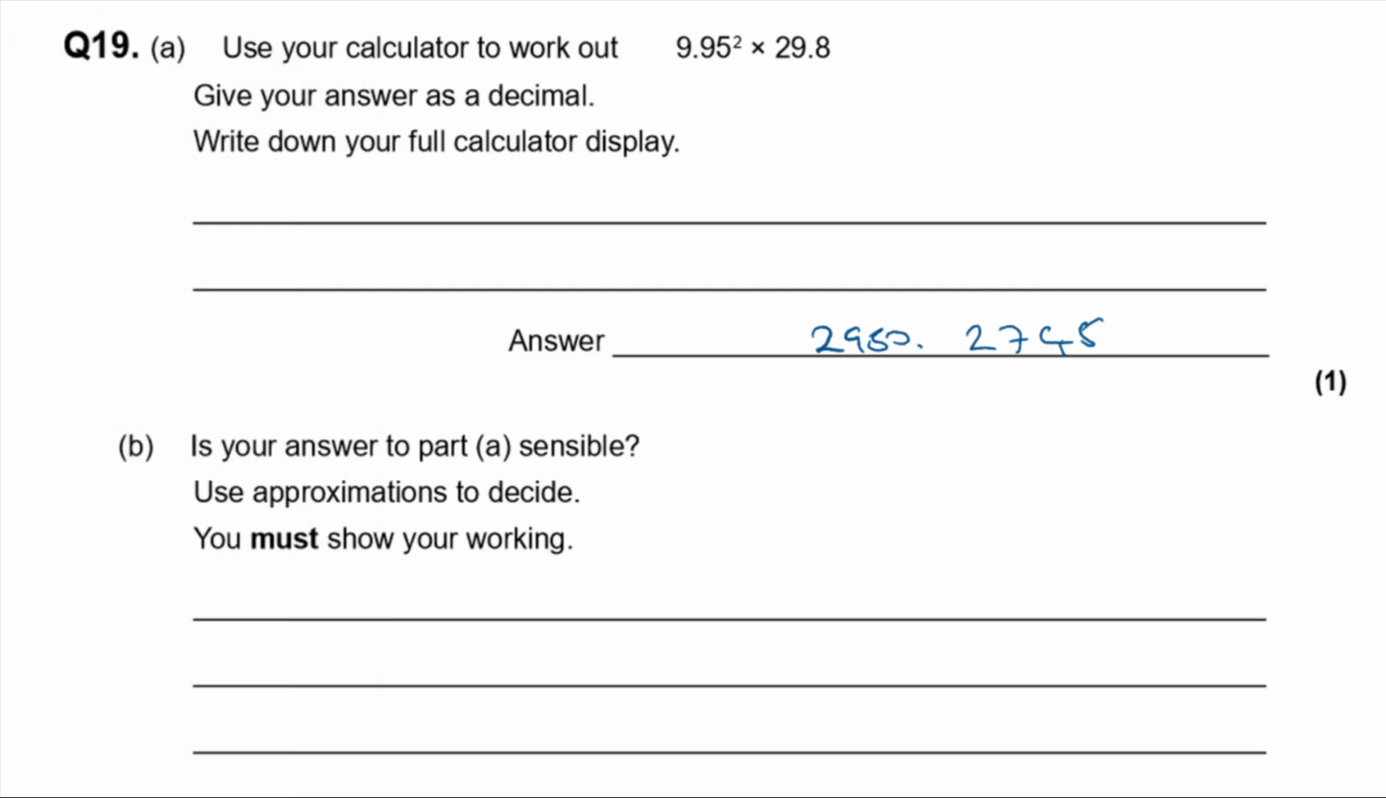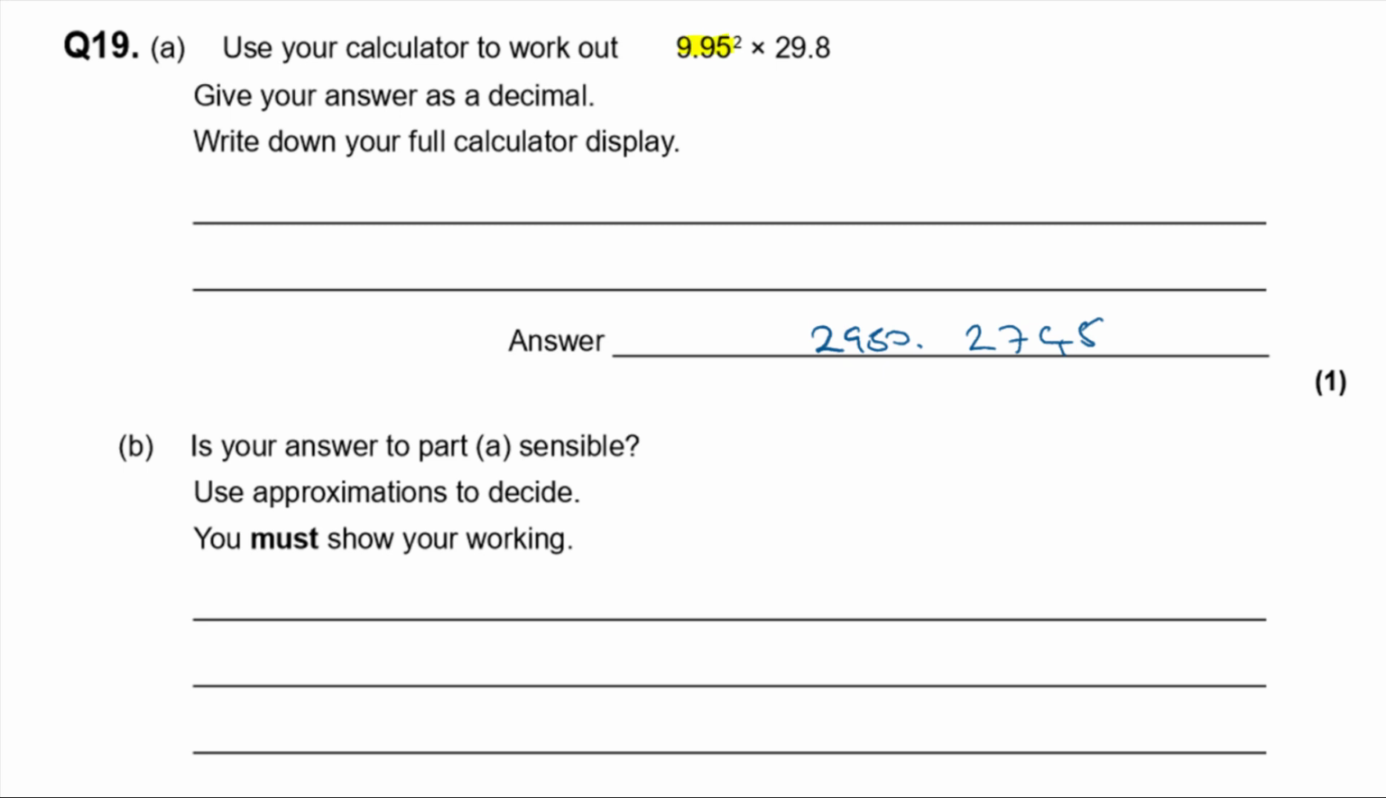And then it says part B, is your answer to part A sensible? Use approximations to decide. You must show your working. So this next part is just saying, can you use approximations to check if you haven't made a mistake in your first part of the calculation? I can do that by rounding each one of my numbers off to one significant figure and then doing the calculation in my head using that.